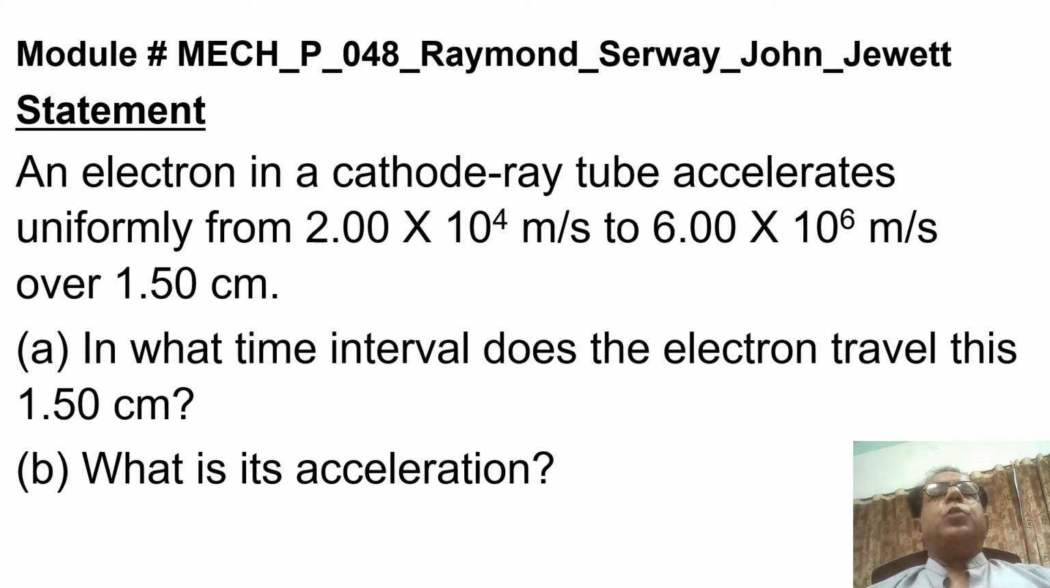This is our next module number MECH_P_048, Raymond Serway and John Jewett. Statement: an electron in a cathode ray tube accelerates uniformly from 2.00 × 10^4 meter per second to 6.00 × 10^6 meter per second over 1.50 centimeter.